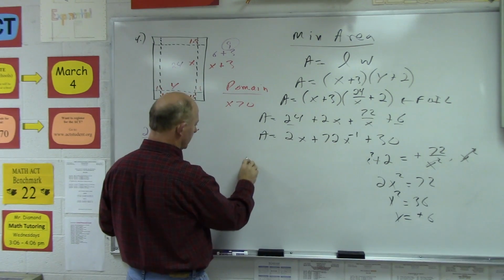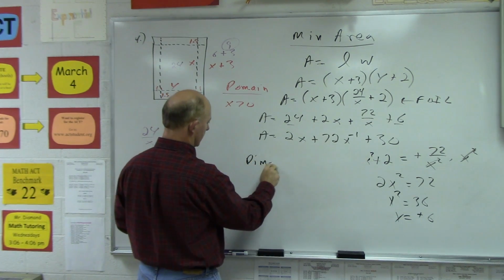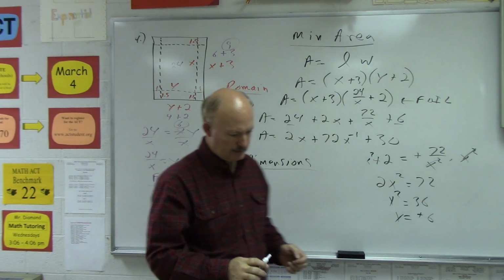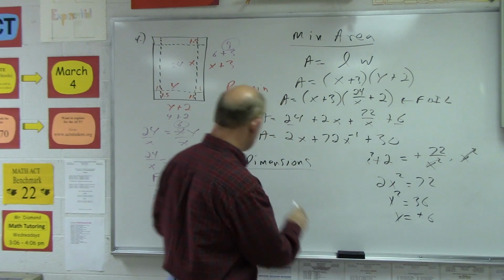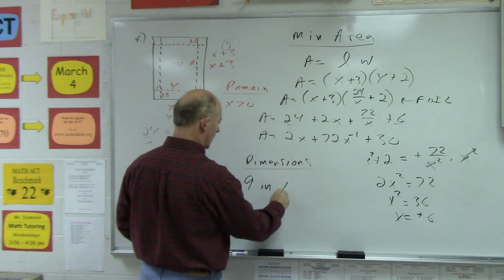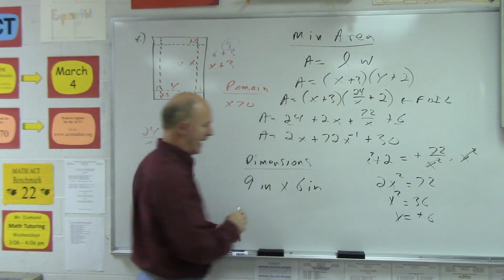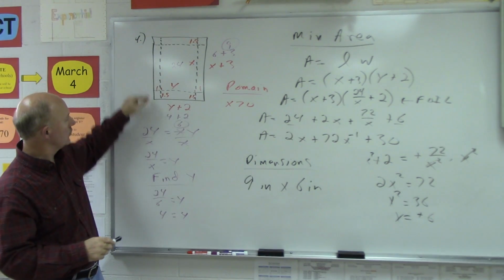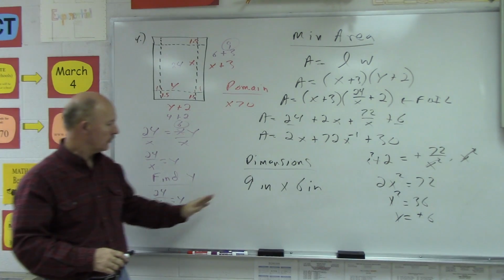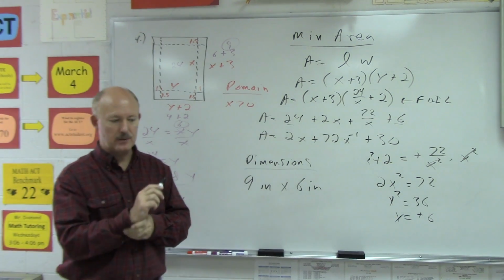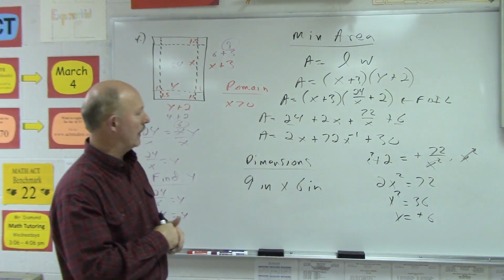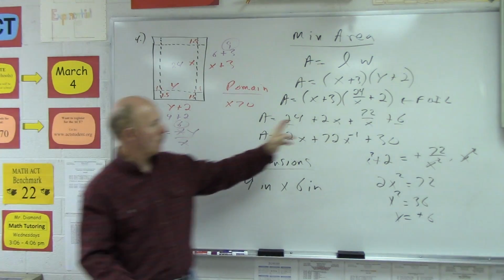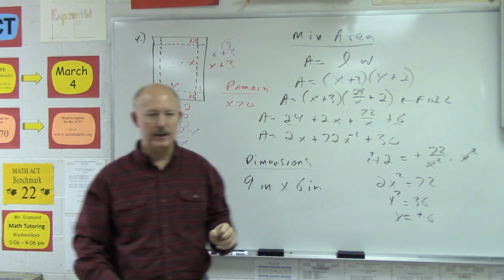So the dimensions would be, let's see, this is in inches, I believe, so it'll be 9 inches by 6 inches. So once you get x and y, make sure you substitute in here. We're looking for the actual length of your page, so it'll be 9 inches by 6 inches. Okay, so this is a pretty good area problem. Once again, you had to use your secondary equation here to eliminate y in your primary equation.